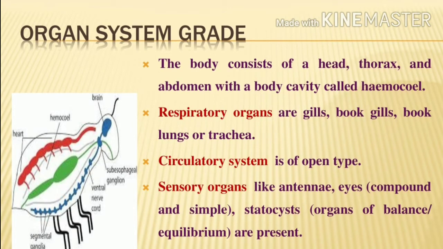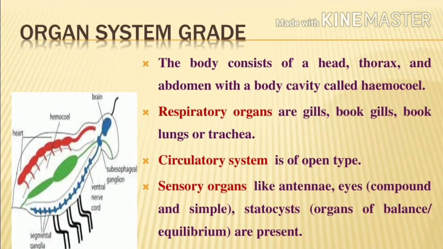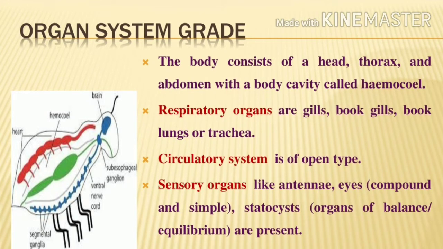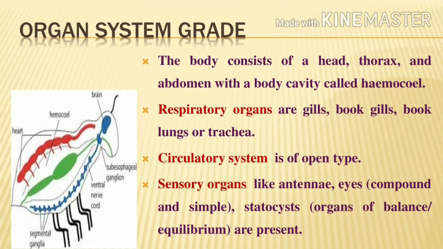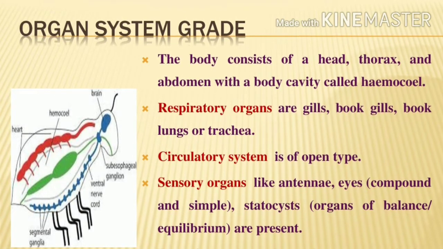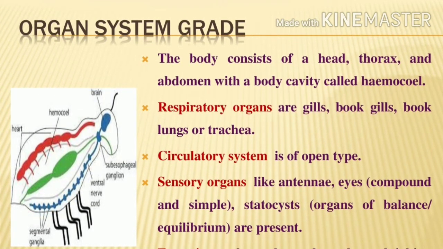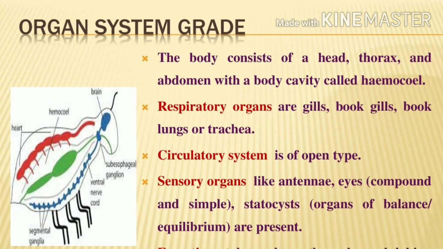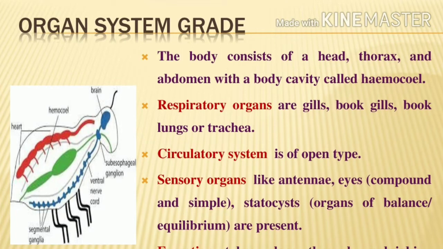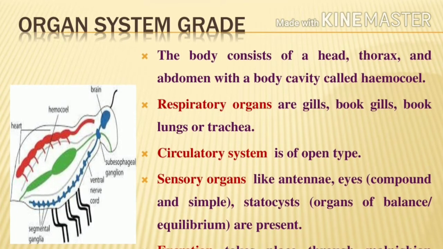In phylum Arthropoda, the body consists of head, thorax and abdomen. The body cavity is present, so these are eucoelomates. The body cavity is called the hemocoel. Already we said that phylum Arthropoda is triploblastic. If it is triploblastic, it has a well developed organ system.